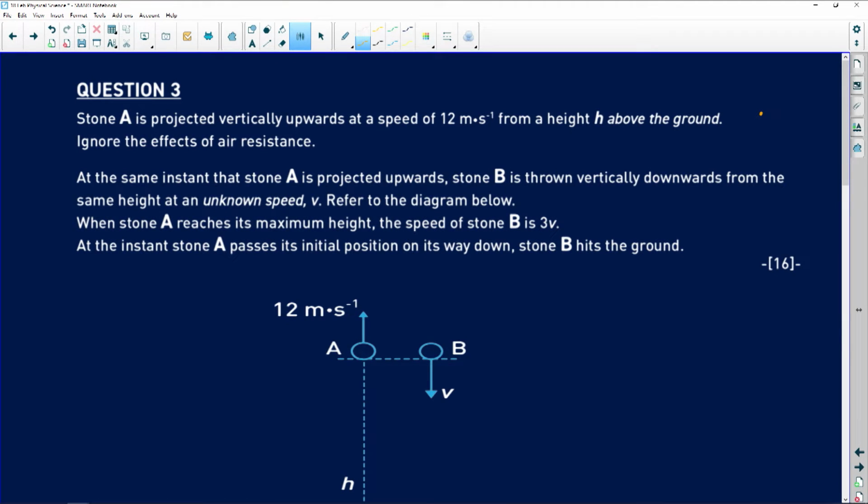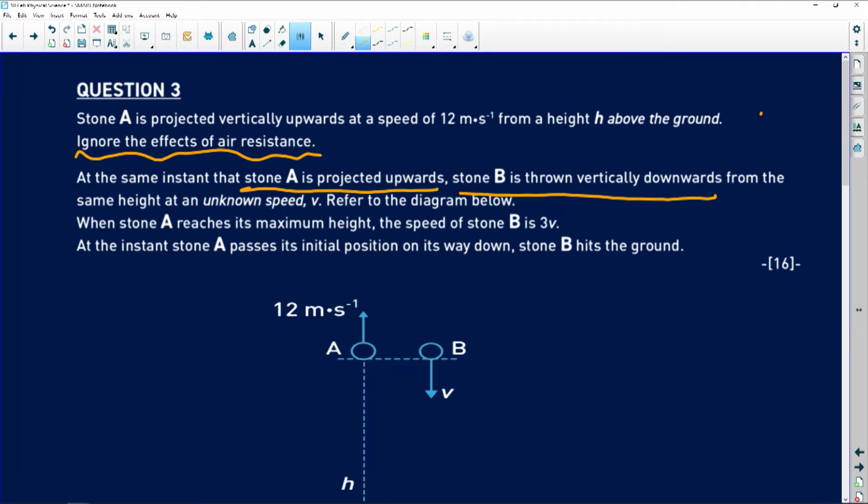Stone A is projected vertically upwards at a speed of 12 meters per second from a height h above the ground. Ignore the effects of air resistance. That is always such an important fact to remember, always to ignore those effects. At the same instant that stone A is projected upwards, stone B is thrown vertically down. Gosh, okay. Stone B is projected down from the same height at an unknown speed v. Refer to the diagram below.